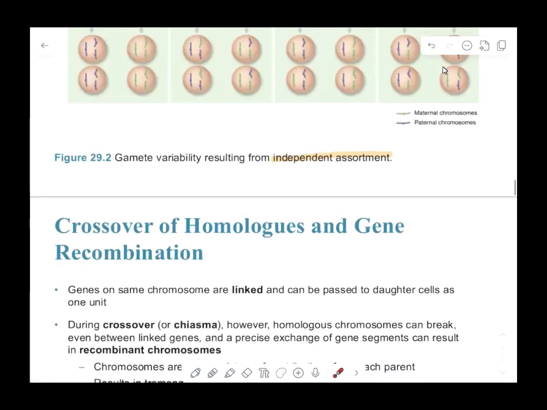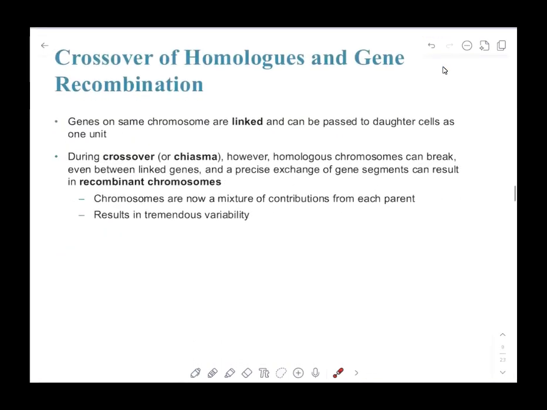The second source of this genetic variability is what we've already learned about a little bit. Remember, genes on the same chromosome are linked, and they could be passed to the daughter cells as one unit depending on their specific location. Remember, the location is what's referred to as a locus. That is just the location of the allele on the chromosome.